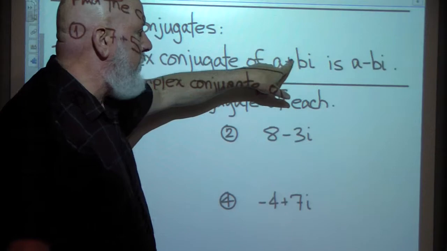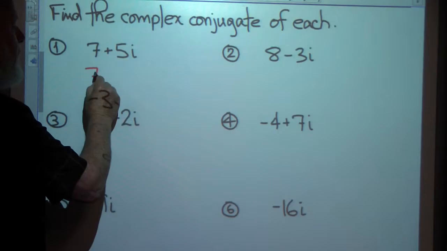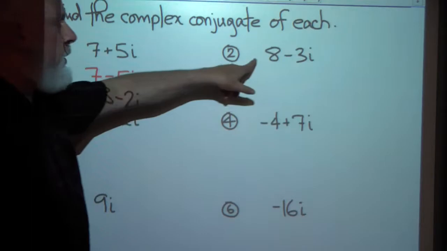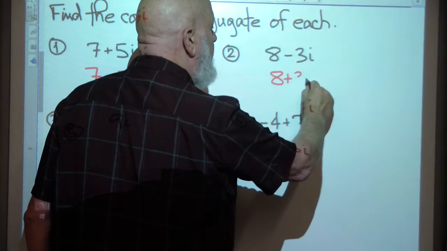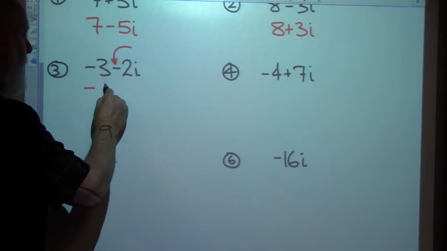So let's take a look at finding complex conjugates. Find the complex conjugate. Sounds terrifying, but it's this simple. There is the complex conjugate. Find the complex conjugate of this one. Well, you just change this sign. I have found the complex conjugate. Yay! What is the complex conjugate of this one? We just changed this sign and this sign only. Negative 3 plus 2i. There's my complex conjugate.